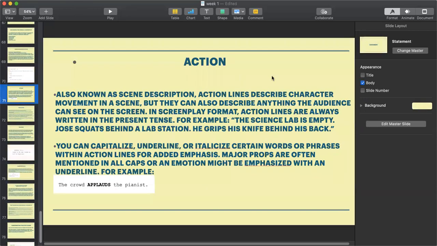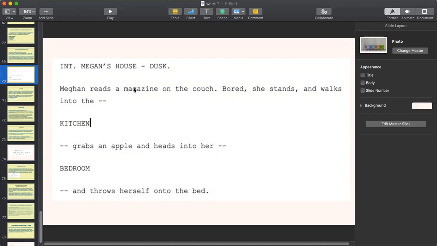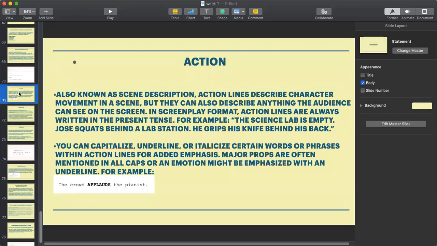Next comes action, which is what the character is doing. Okay, this is the action. Megan reads a magazine on the couch. Bored, she stands and walks. This is the action. Grabs an apple and heads into her bedroom. This is again an action, what the character is actually doing. Action is also known as the scene description. Action lines describe character movement in a scene, but they can also describe anything the audience can see on the screen. Not only what the character is doing, but whatever the audience has to see on the screen.